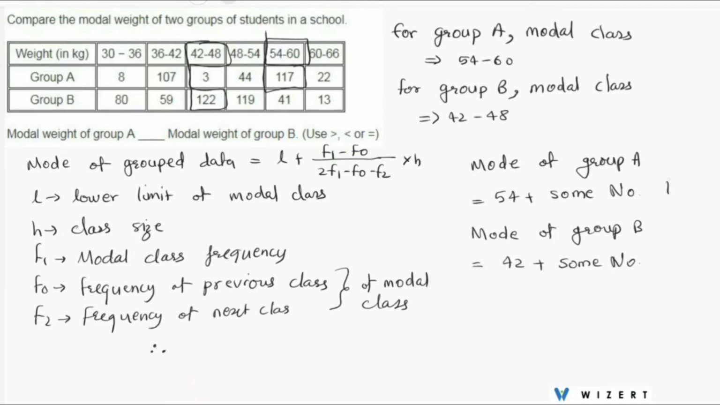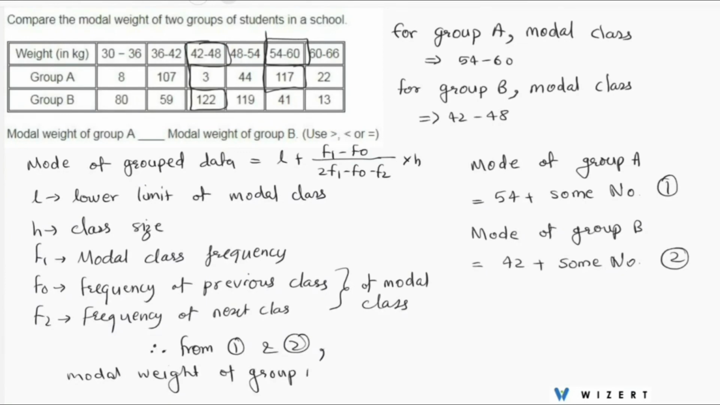Therefore, let me name these equations. Therefore, from 1 and 2, the modal weight of group A is greater than the modal weight of group B. So in the blank we will have this sign. This is the answer.